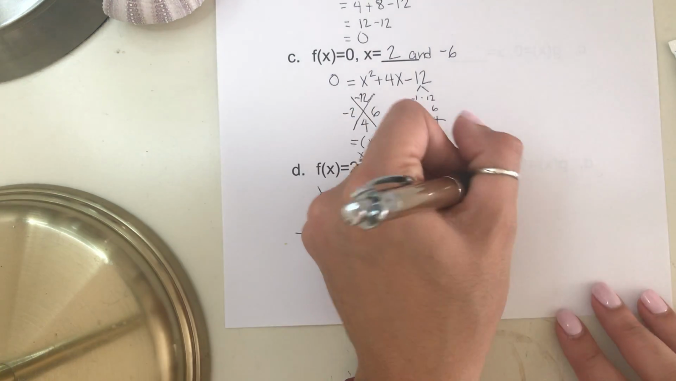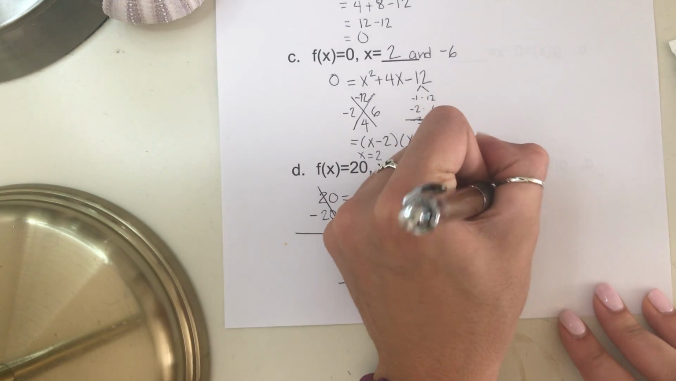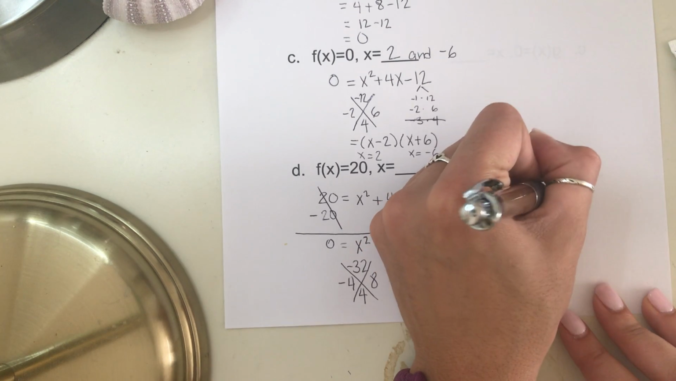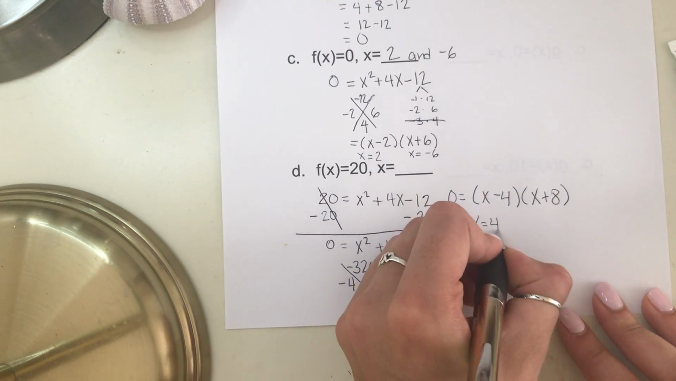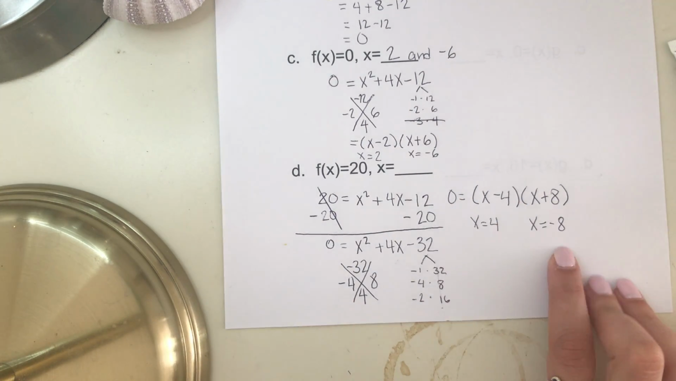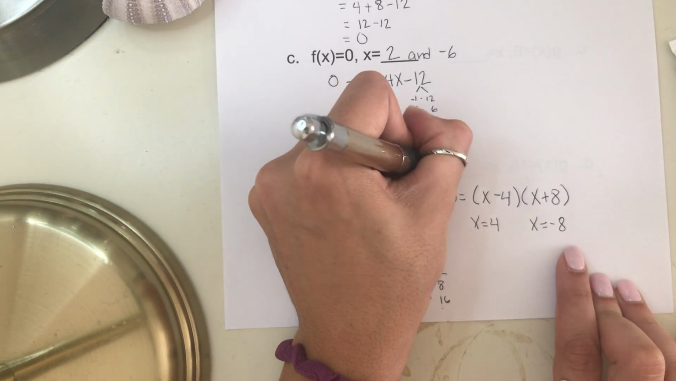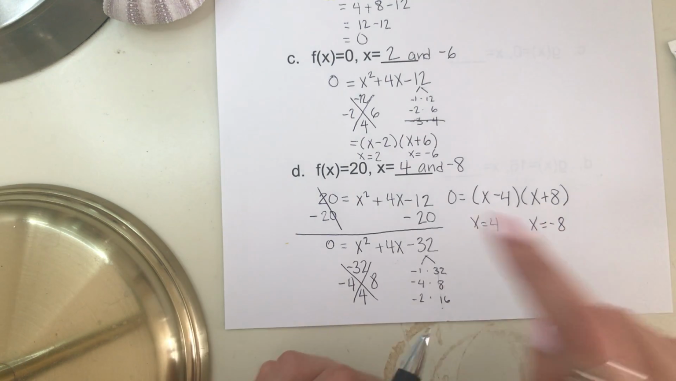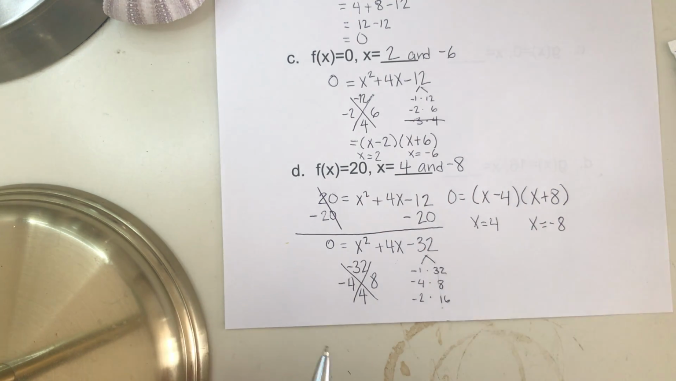Now over here, I'll write it in factored form. I've got 0 equals x minus 4, x plus 8. So my two solutions are x equals 4 and x equals negative 8. Okay, so here I'll write 4 and negative 8, and those are your two solutions for part D.